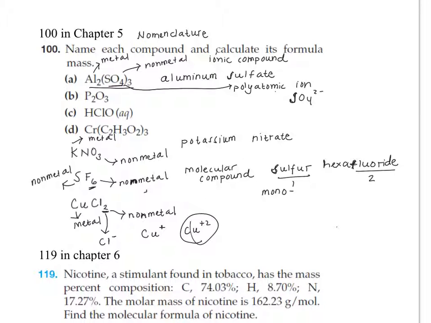And we have to indicate that in parentheses in Roman numerals. So this would be copper(II) chloride. Okay, so you have to do this with Roman numerals in parentheses to indicate the charge for those that have more than 1 charge.